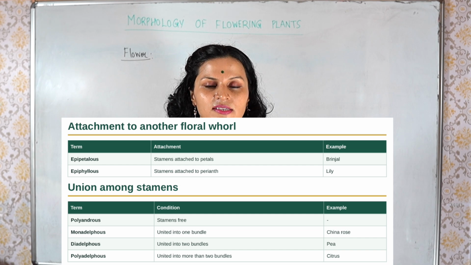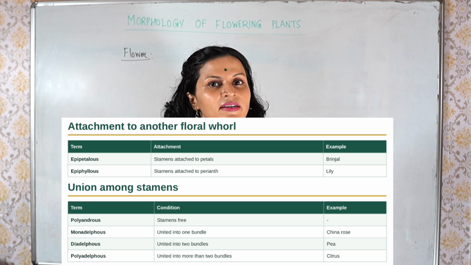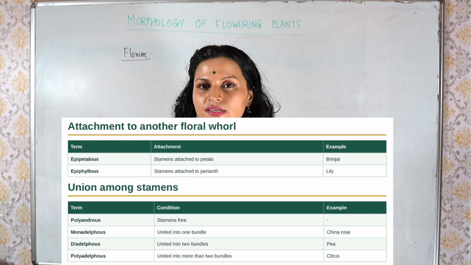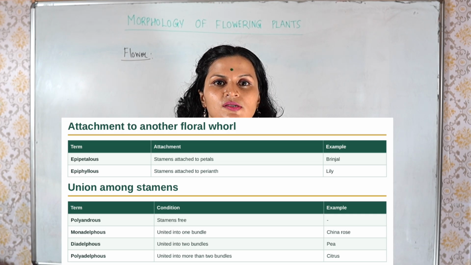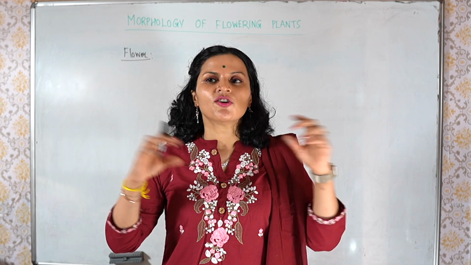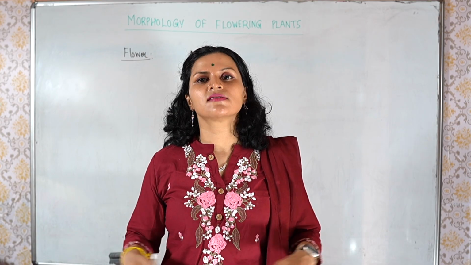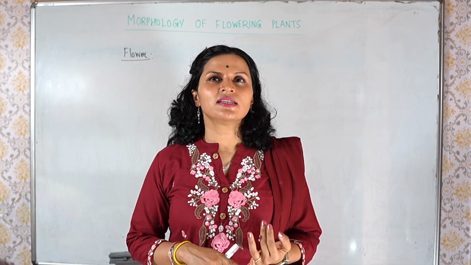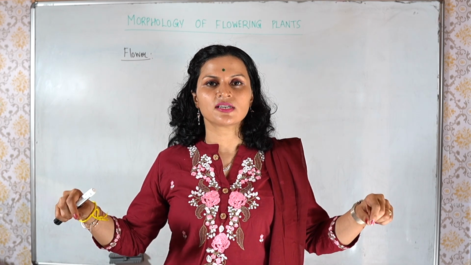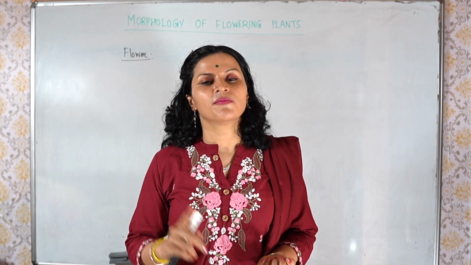Example, citrus. Next, fusion with other floral whorls. Adhesion. The stamens may be fused with petals, in which case it is called epipetalous condition. Example, brinjal, Solanaceae family. Or they may be fused with tepals, which is called epiphyllous condition. Example will be lily. Next, the length of the stamens may differ. If there are 2 longer stamens and 2 shorter stamens outside, this is called didynamous condition, which is seen in case of salvia. And second condition is wherein there are 4 longer stamens inside and 2 short stamens outside. This is known as tetradynamous condition, seen in case of mustard or the Brassicaceae family.